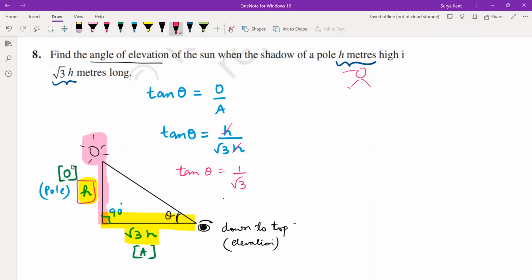So tan theta is equal to what? 30 degrees. So tan theta is equal to tan 30, so theta is equal to 30 degrees. This is the final answer.